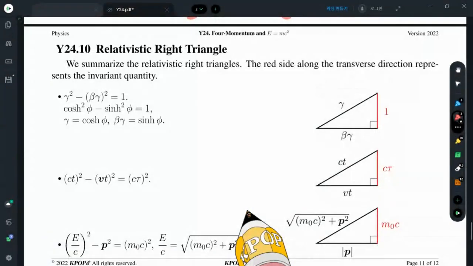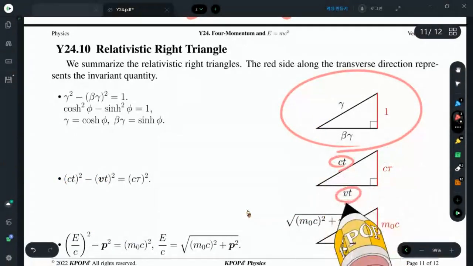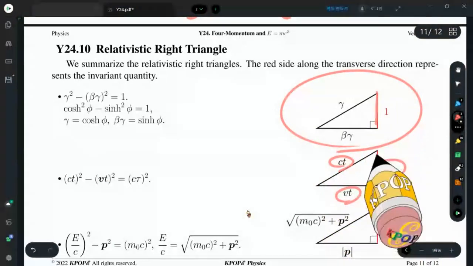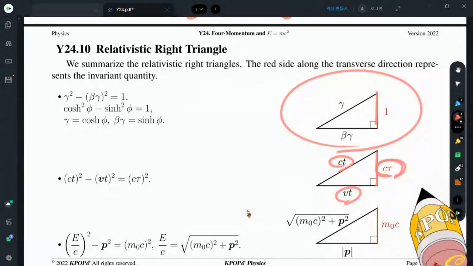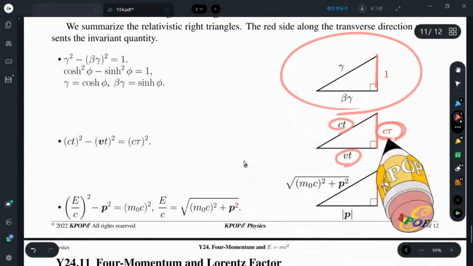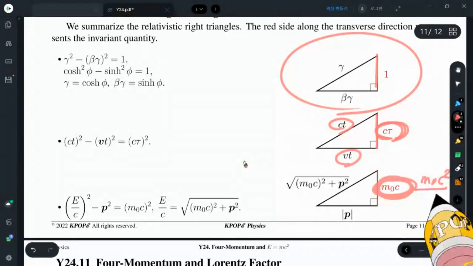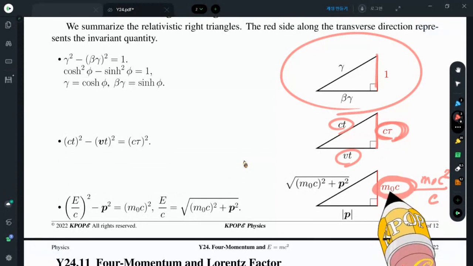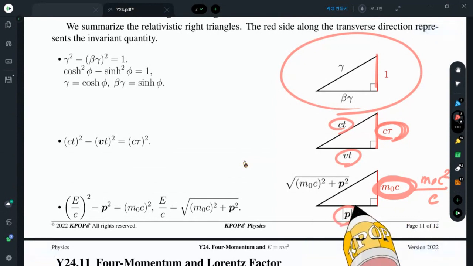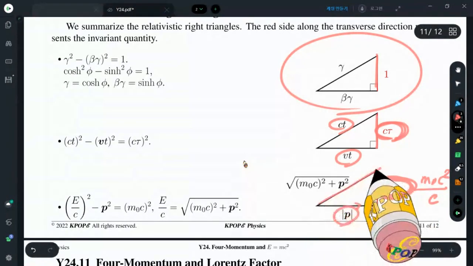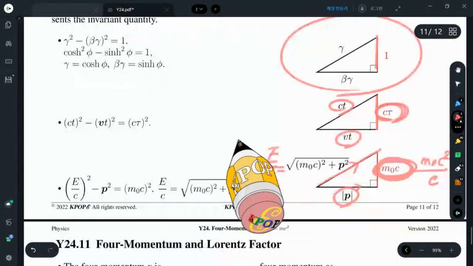The relativistic right triangle is reviewed. Previously, we identified ct, vt, c tau. This opposite side is invariant. If we interpret this with energy and momentum, then this is invariant: the rest energy m0c squared divided by the speed of light. And this side is the mass times velocity, so the magnitude of the linear momentum will be here. And the hypotenuse will be energy divided by the speed of light.